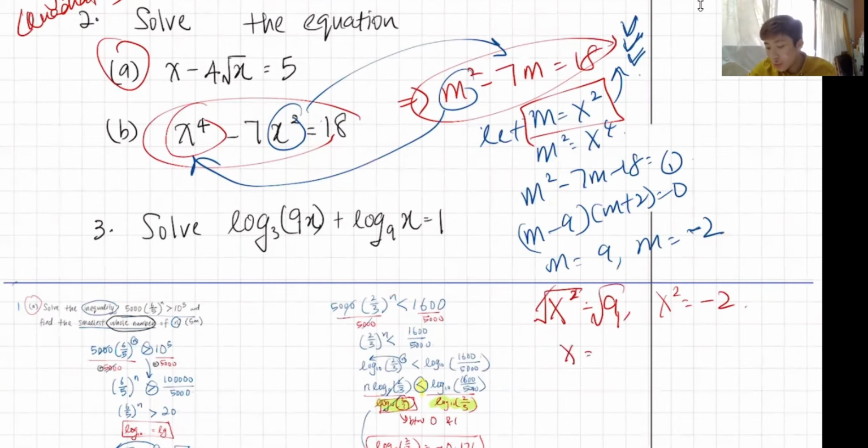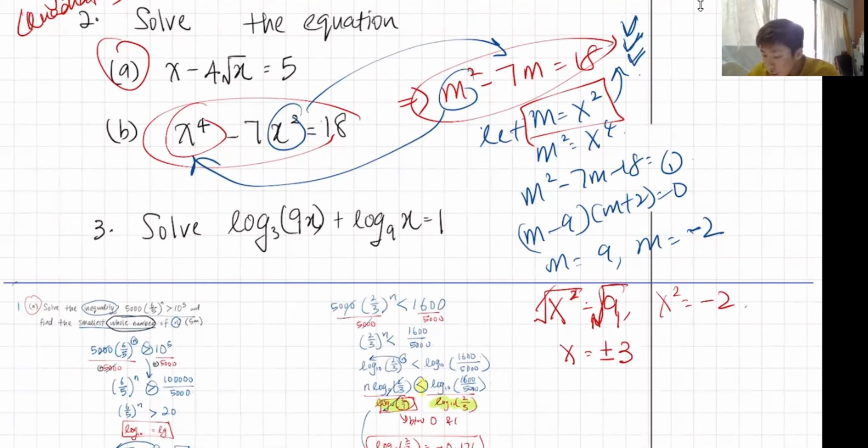On the right, I have the square root of 9. What is the square root of 9? Don't forget, when you square root the number, you have plus minus of the answer, plus minus 3. Okay, I hope you understand. You have two answers for this one. x = plus minus 3.